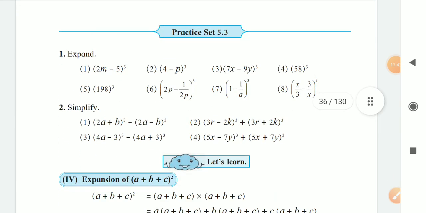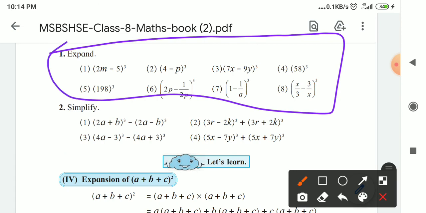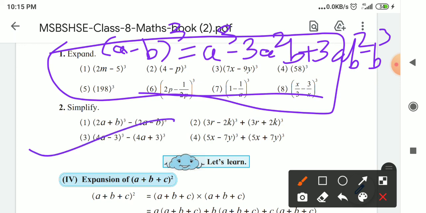So your today's work is that you have to complete question number one, means expand this by using the formula, that is (a minus b) brackets cube is equal to a cube minus 3a square b plus 3ab square minus b cube. Use this formula and factorize this. The second question you are going to solve in your next lecture. I will explain, then you solve. So today we are going to stop here only.